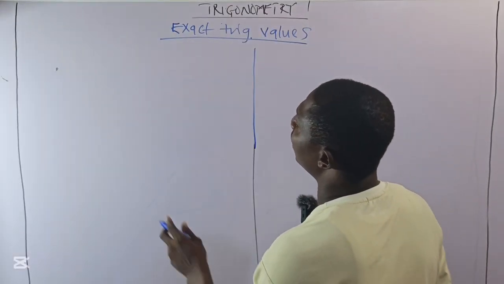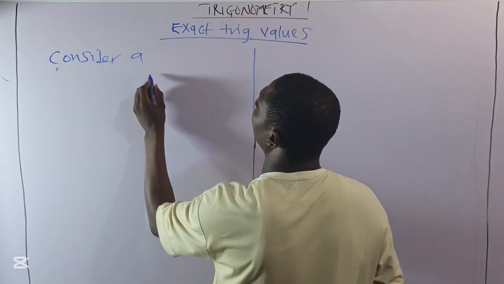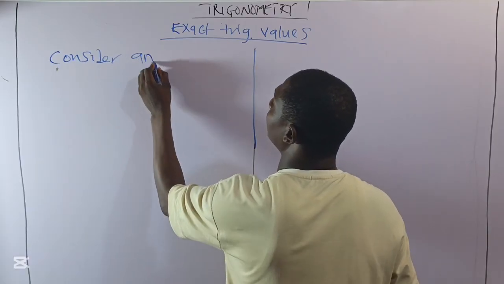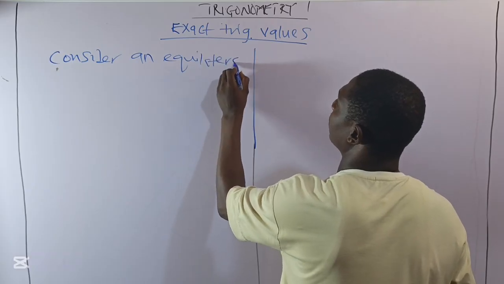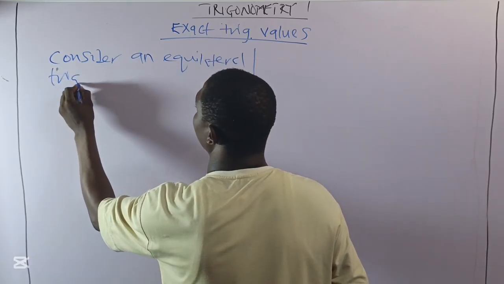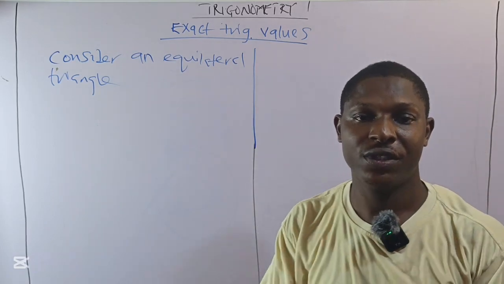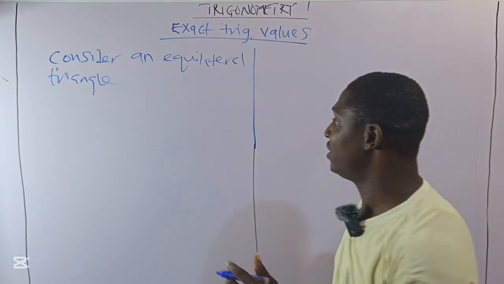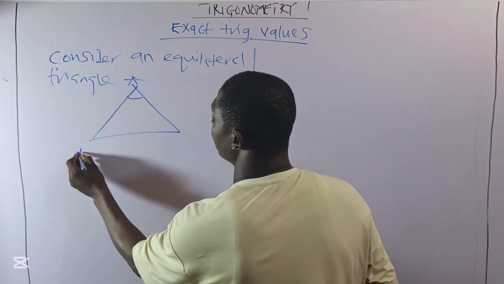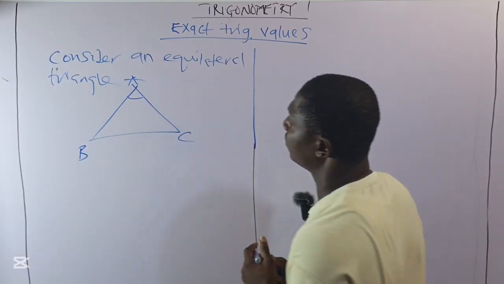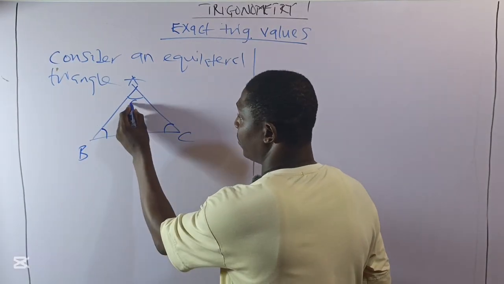Let us consider an equilateral triangle. And we know that an equilateral triangle is a triangle that has 3 equal angles and 3 equal sides. So if I have this, let me say this is my A, this is my B, and this is my C. Now we know the 3 angles are 60 degrees each.